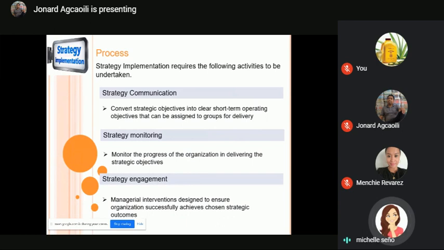Then, strategy monitoring. Monitoring the progress of the organization in delivering strategic objectives. So, ito po talaga, mahalaga po talaga yung monitoring. For example po, yung sa implementation po ng project, para makita po kung talaga pong effective po ba yung ginawa nating strategy or yung in-implement po nating project.